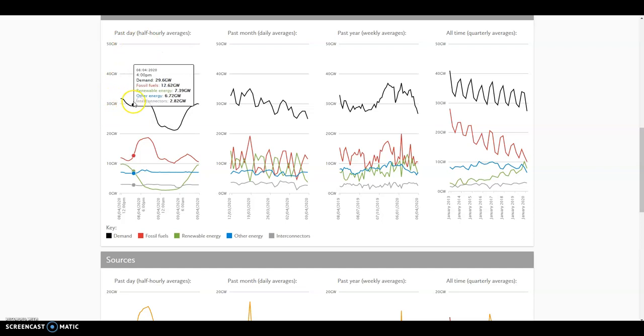So at the moment, we're at just 30 gigawatts. And it's broken down the demand into fossil fuels, renewable energy resources, how we're meeting that demand. And you notice that it changes throughout the day. So you think about, why is there a big dip here? What might be happening that we have such a low demand? We've gone from 30 to 20. What's happening there, you wonder?